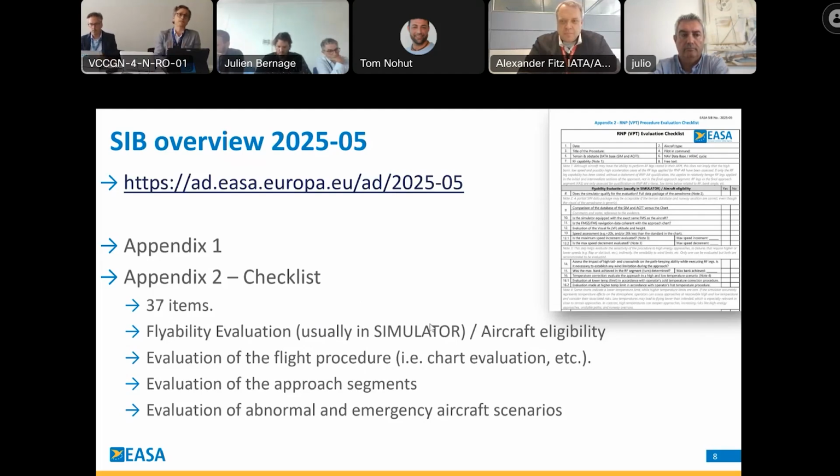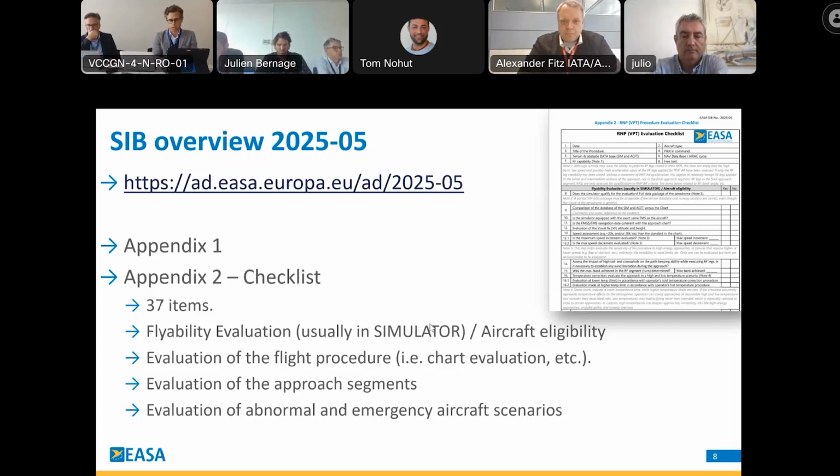And there are 4 steps, or 4 chapters, let's say, in the checklist. The flyability evaluation, the evaluation of the flight procedure itself, so the chart. If you have notes, if you don't have notes, you know how clear the chart is. Evaluation of the approach segment, so the intermediate, final, etc. Go around, missed approach, etc. And then the evaluation of abnormal and emergency scenarios, meaning contingency procedures, that we ask you to pay attention to.